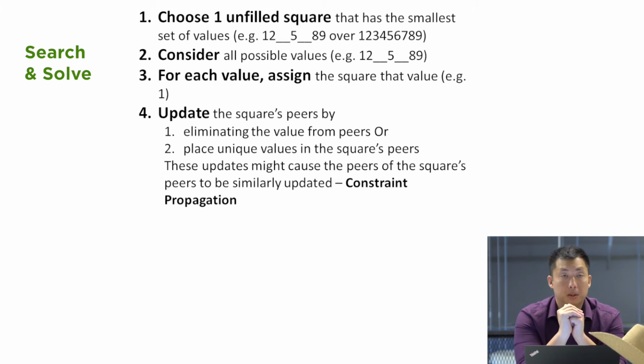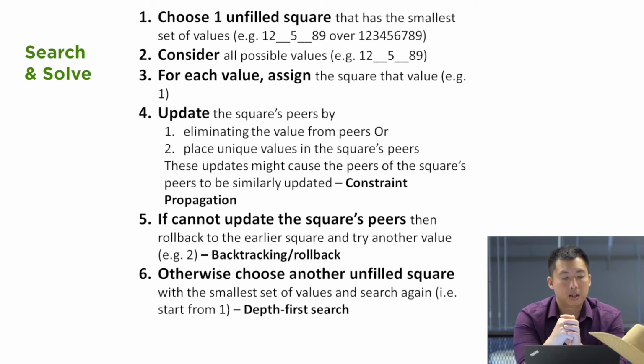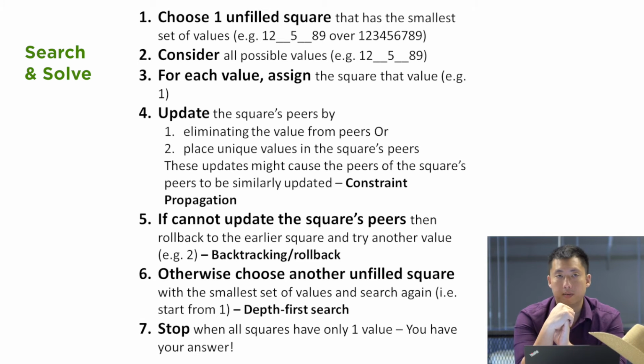But what if we cannot update the square's peers, or if there's a contradiction, like the program tells you to remove 9, but the only value left is 9, and the Sudoku board cannot have no values, right? We backtrack, we roll back to an earlier square to try another value. Now, at this point in time, once we've eliminated values from the square's peers, we then choose another square to go on and carry on until the board is solved. This is known as depth first search. We stop only when all the squares have only one value each, and that is the answer. We'll move on to the program itself in a bit.